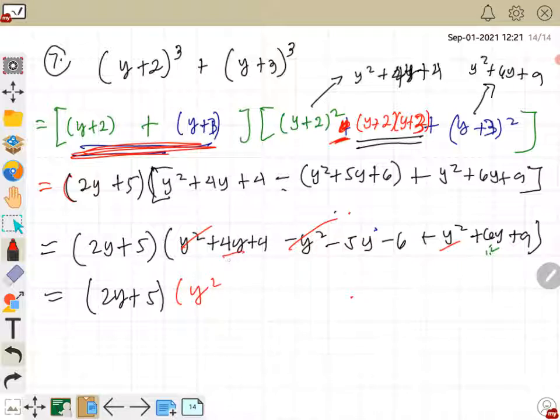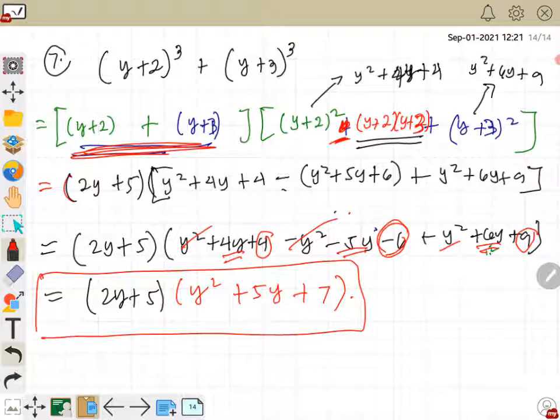Okay, 4y, negative 5y, and positive 6y. So the positive 4y and the positive 6y gives you positive 10y, minus the 5y, that gives you positive 5y. Then 4, negative 6, and positive 9. So the 4 and 9 is 13. Take out negative 6 of that, that is positive 7. So positive 7. This is now our complete factor of that. Okay, so that's all for factoring sum and difference of cubes.